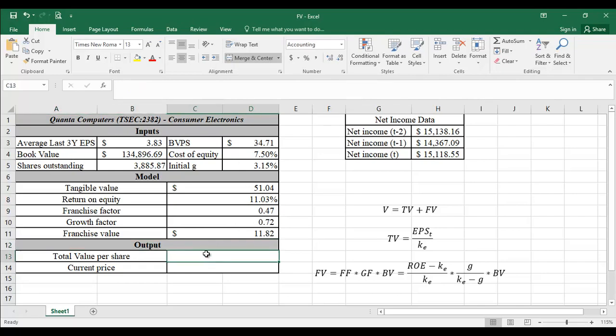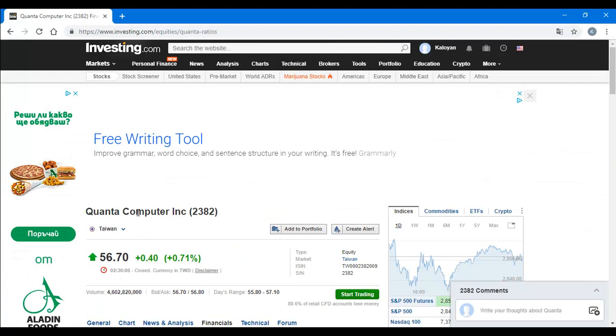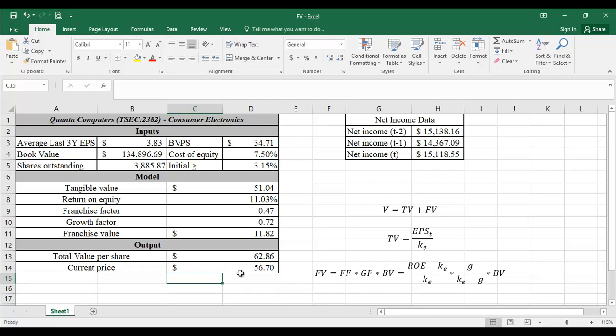So the final valuation of quantum computers is the tangible value plus the franchise value, which gives us 62.86 Taiwanese dollars of fundamental value per share. Now, of course, the final stage of any valuation model is to compare our result against the current market price. Going back to the website, we see that the current market price is 56.7 Taiwanese dollars. So if our assumptions are true, then it seems that quantum computers is a little bit undervalued.